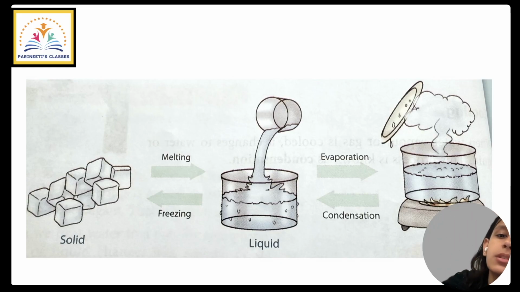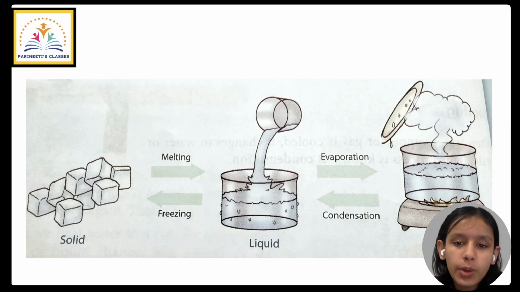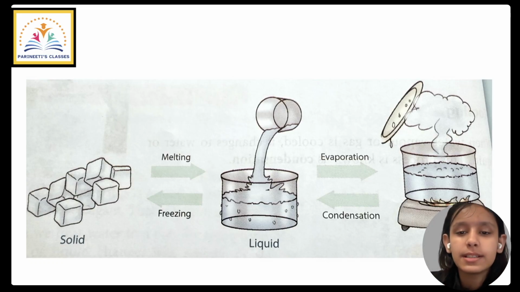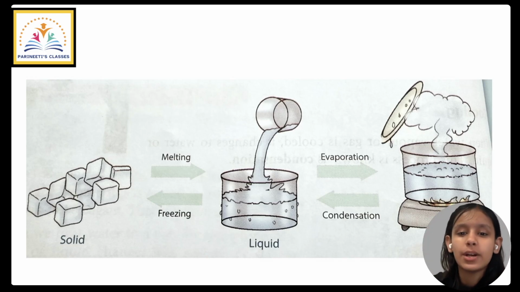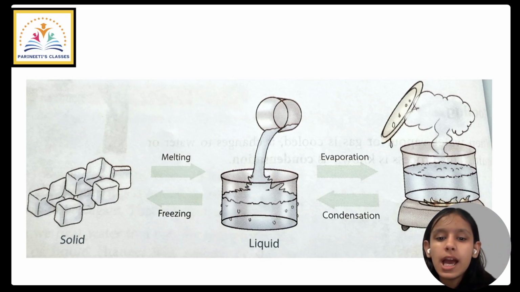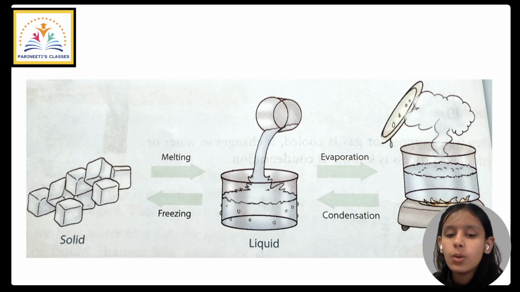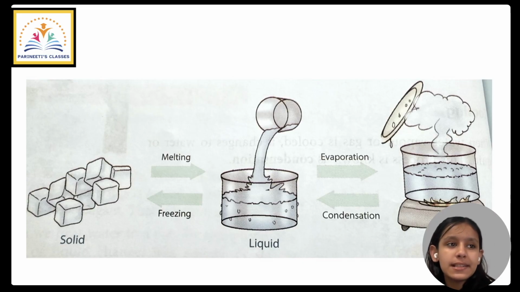When ice melts into water, it's called melting. When we heat water and it becomes steam, that's evaporation. When steam cools down and turns back into water, it's condensation. And when water freezes into ice, we call that freezing. Water keeps switching states and it's all around us every day. Isn't science fun?